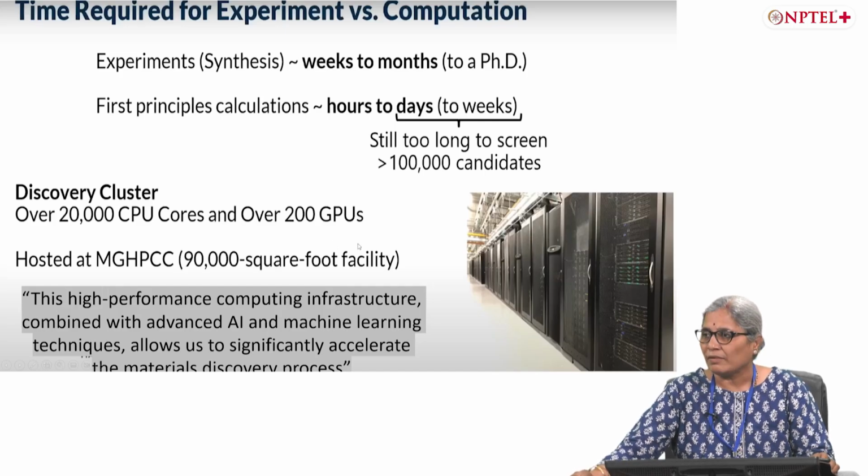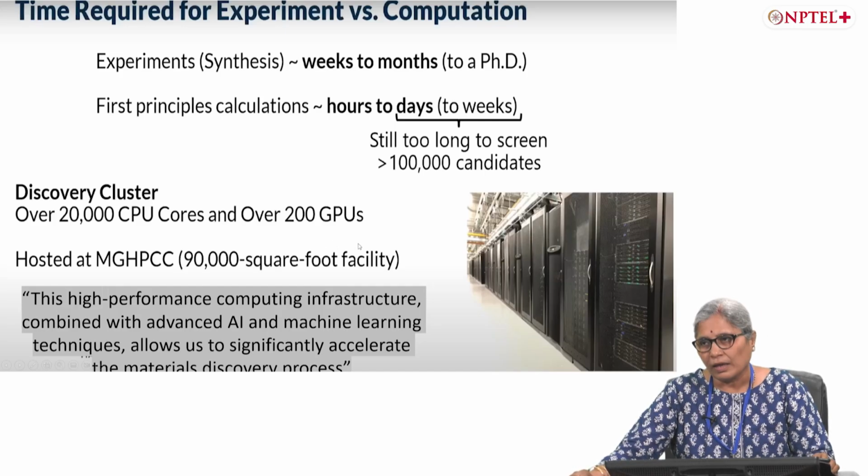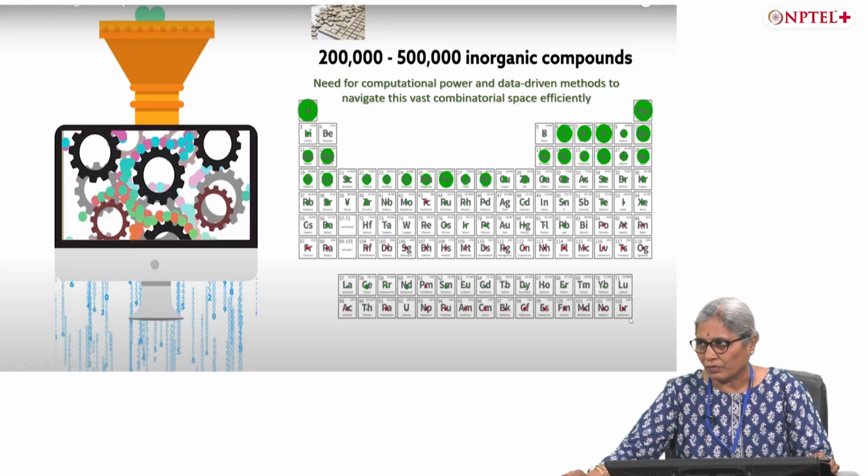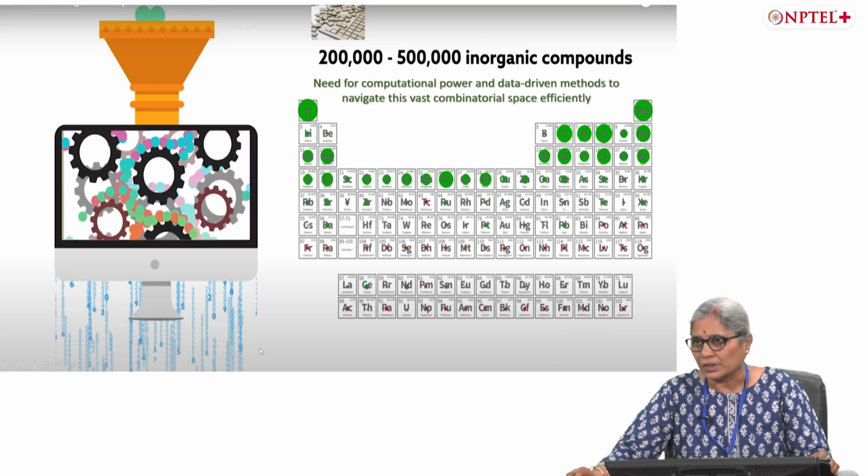Choosing the level of theory depends upon the nature and the size of your problem. As I said, computation helps in scanning the whole range of the periodic table and so many combinations that are available, and screening the molecules, for example for CO2 capture.